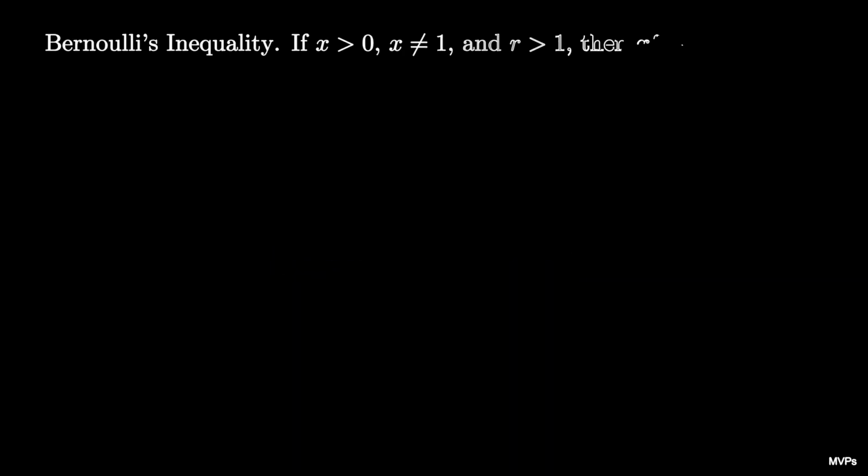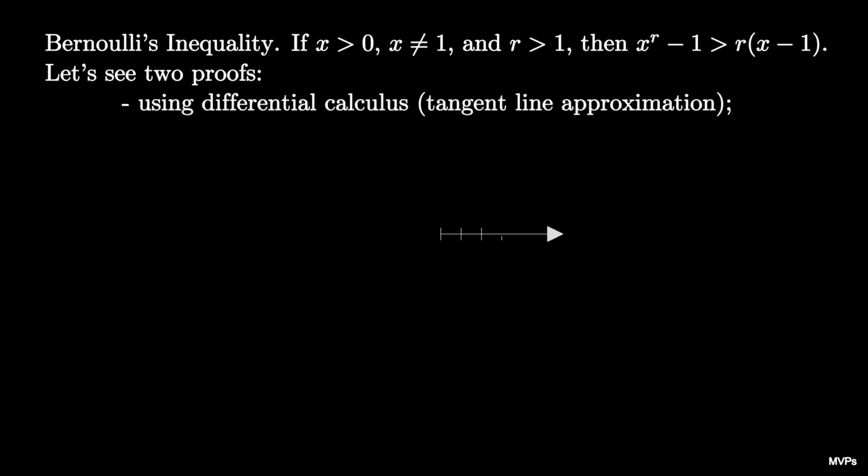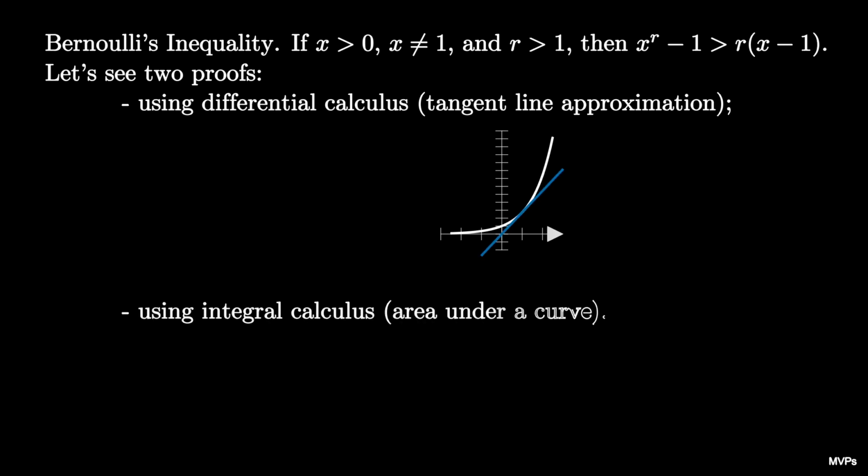Bernoulli's inequality states that for real numbers x and r, with x positive not equal to 1 and r greater than 1, the quantity x^r - 1 is greater than r times (x - 1). Let's see two proofs of this fact. One using differential calculus, that is via tangent lines, and one using integral calculus, that is via areas under curves.